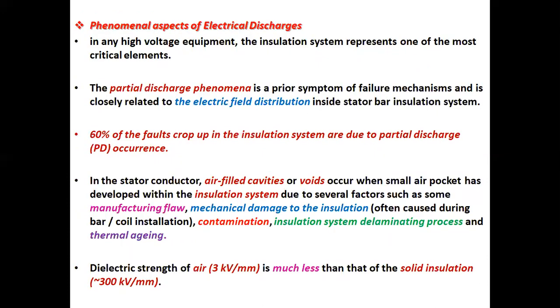Phenomenal aspects of electrical discharges. In any high voltage equipment, the insulation system represents one of the most critical elements. The partial discharge phenomenon is a prior symptom of failure mechanisms and is closely related to the electric field distribution inside the stator bar insulation system. 60% of the faults that crop up in the insulation system are due to partial discharge occurrence.